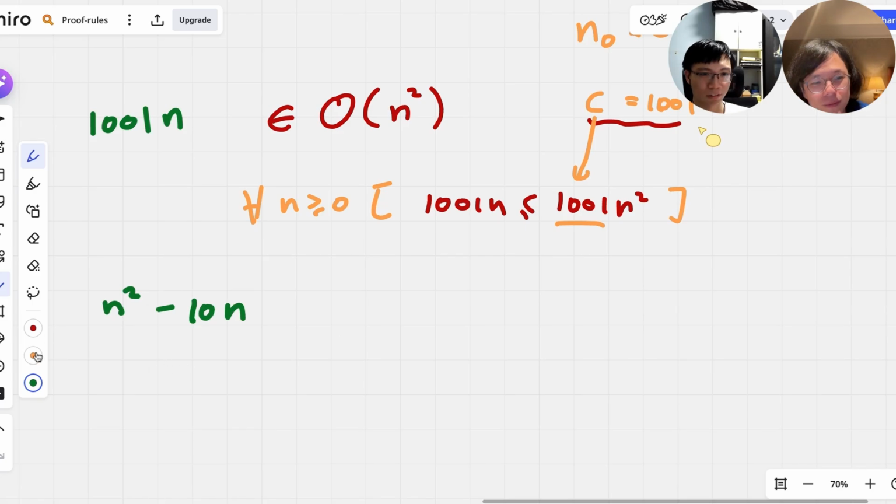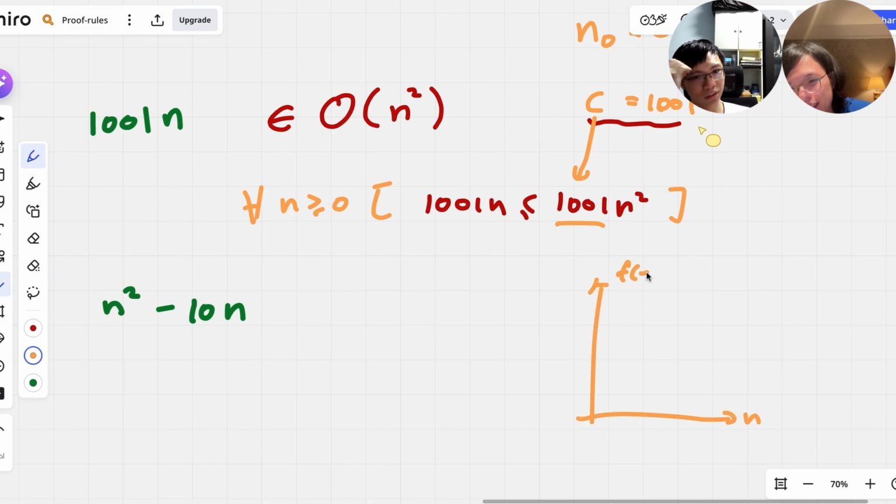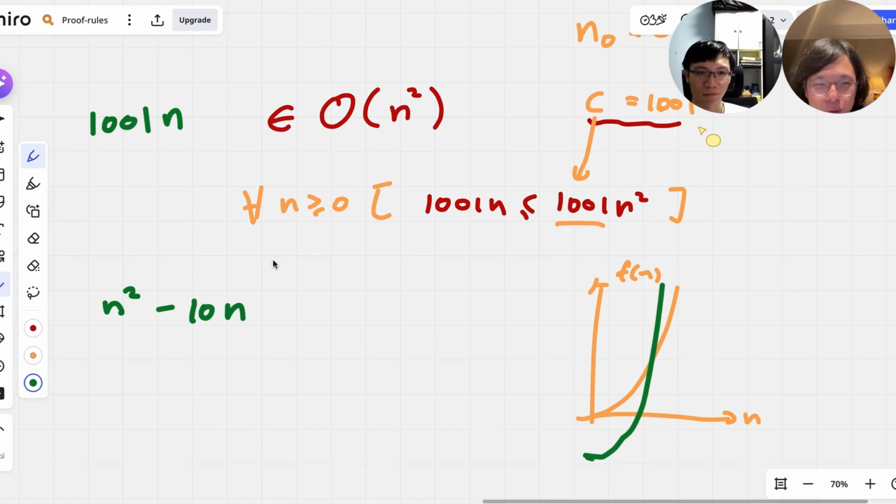The intuition is this: if I put n here and this is f(n), then the quadratic curve probably looks like this, but then the green curve, the one with the minus 10n, probably looks like, I don't know, this or something. But they're both quadratic. The point is that they're actually both quadratic. This still has a quadratic thread. We need to be able to capture this somehow.